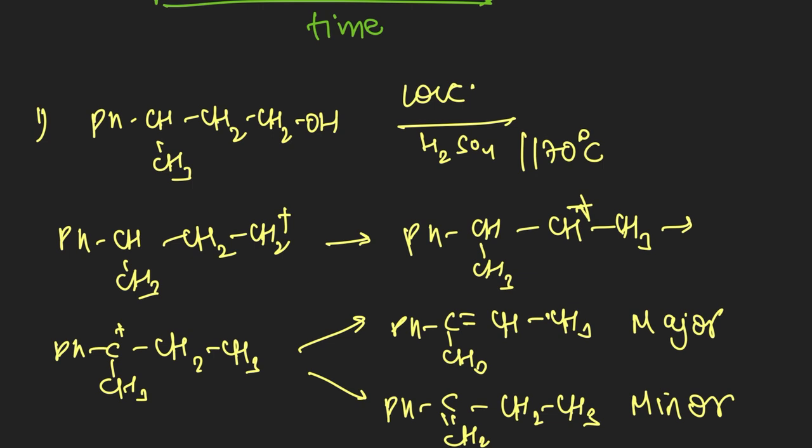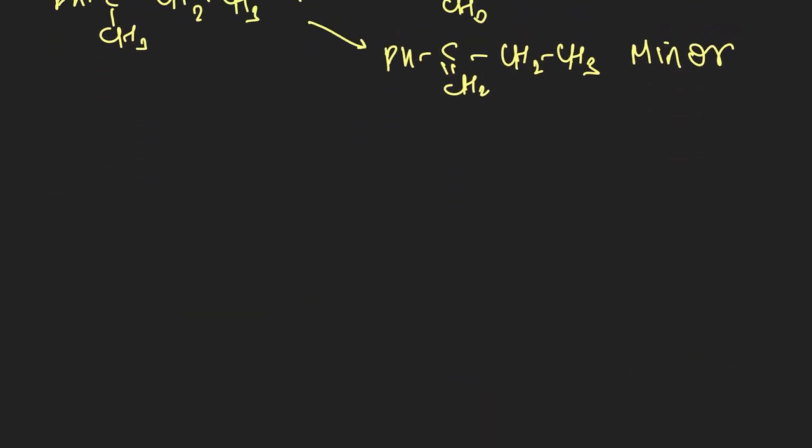Let's draw the energy diagram. How many carbocations are rearranging? First, second. Two rearrangements are there. Let's draw its energy profile diagram.